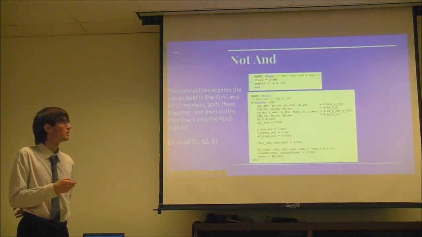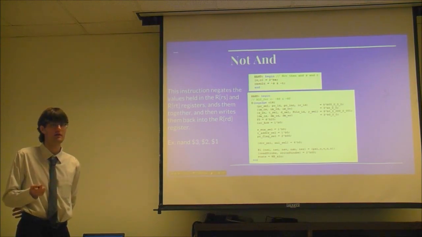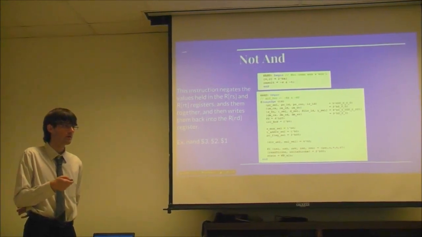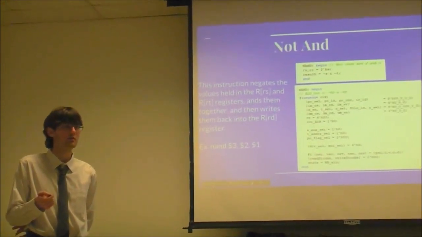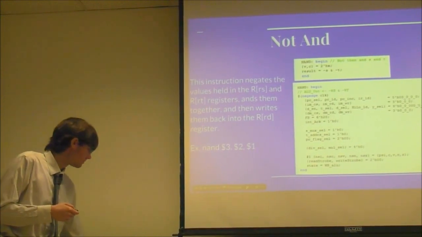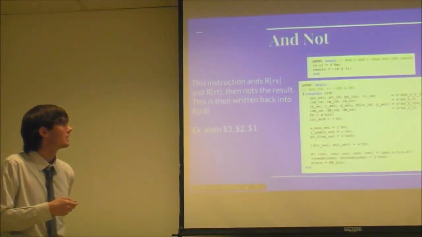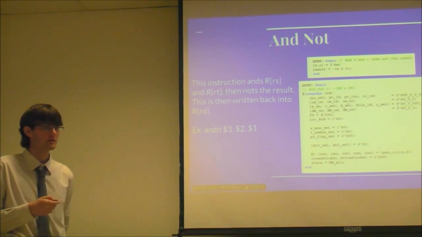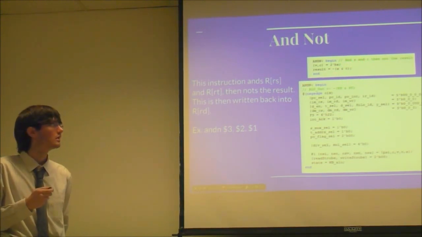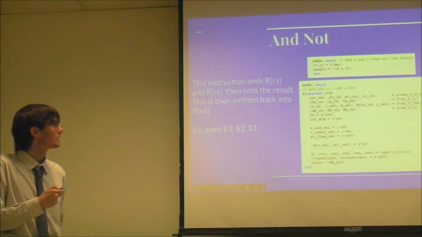We have a NOT AND in this instruction. S and T are NOTed and then ANDed together, and then that value is written back into the RD register. It's differentiated from the AND NOT. In the AND NOT, S and T are ANDed together, and then the resulting value is NOTed, and then that value is written back into RD.